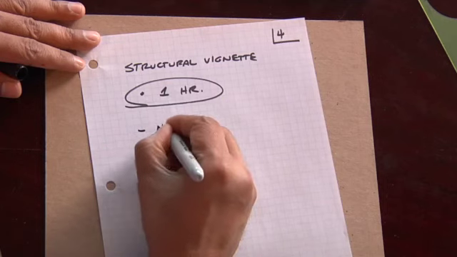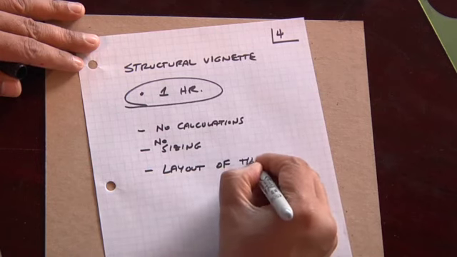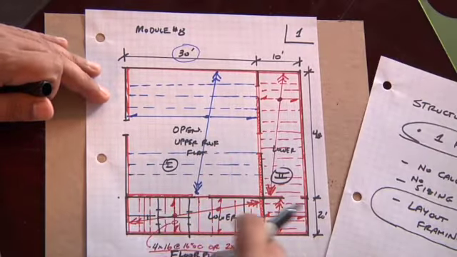But there's no calculations. You're not doing any sizing. You're just doing a layout of the framing. It shouldn't be a difficult problem for you to solve. You should be able to handle the structural vignettes. Just take your time and don't get caught up and get nervous. You want to take your time, think about the problem, spend your time. You've got 1 hour, spend your time and think it through before you actually start drawing it out. And you'll do just fine, and you'll pass this.